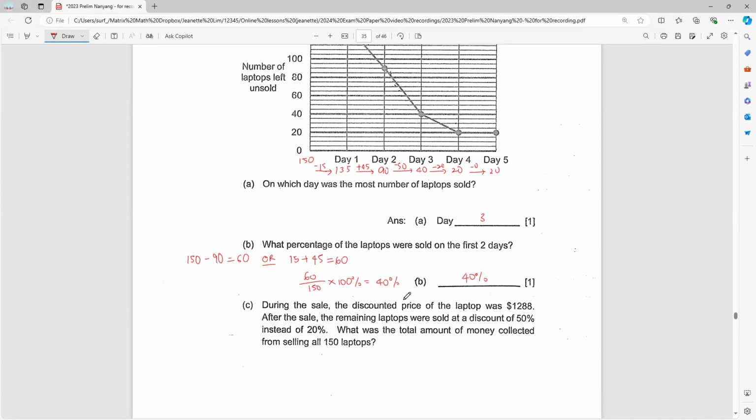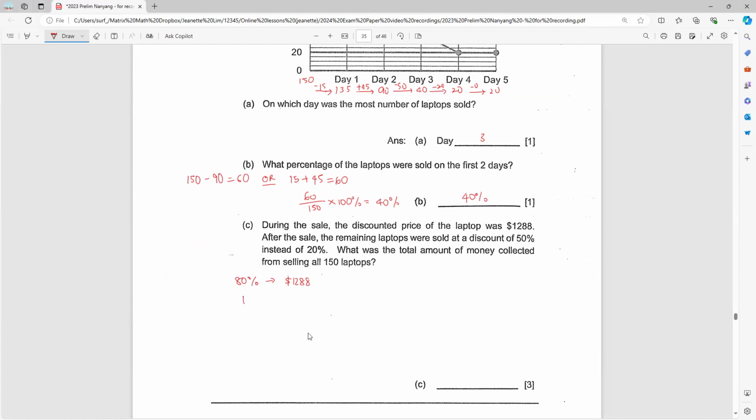So this 1288 is the discounted price, which is at a discount of 20%. So this 1288 is actually 80% of the original price. And let's find 1%. Which is... 1610. Then those that were sold after day 5 were sold at a discount of 50%. So let's find 50%. Which is $805 for each laptop. There were 20 of them.